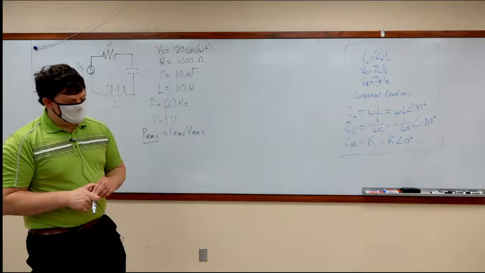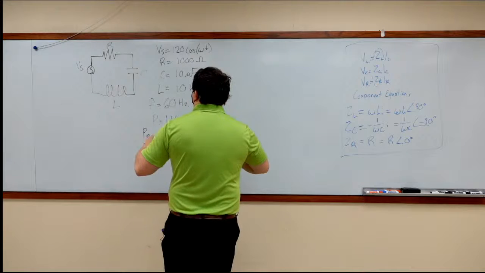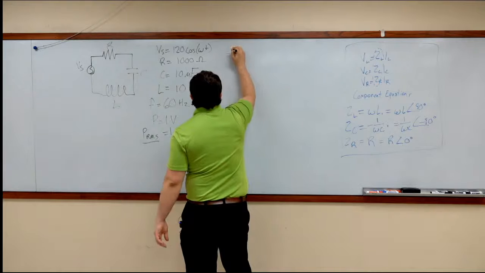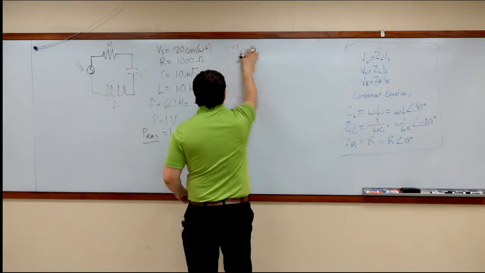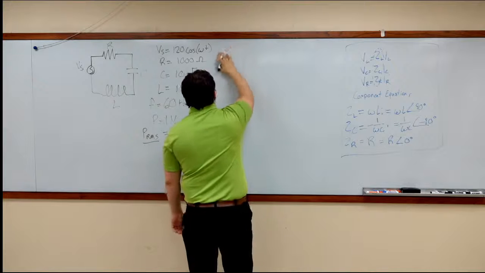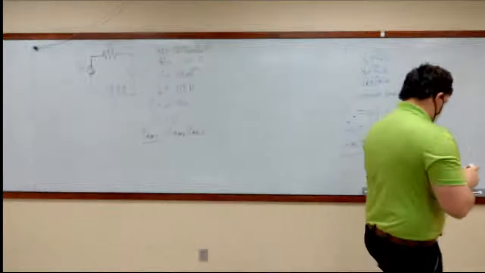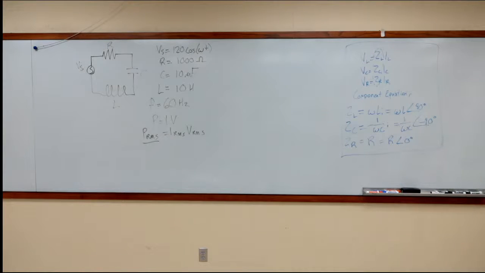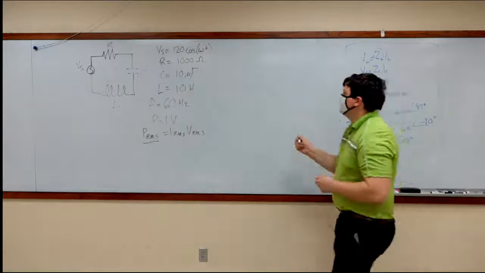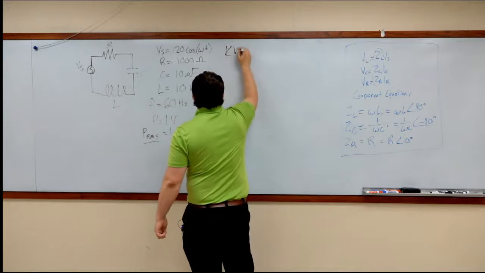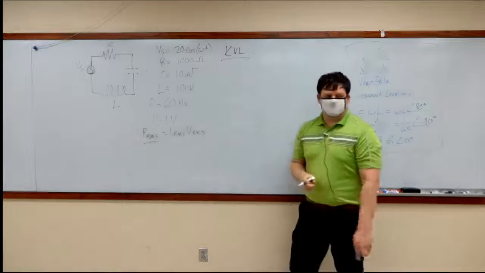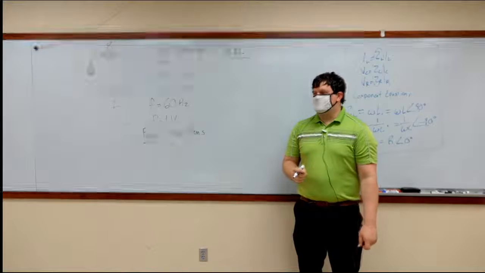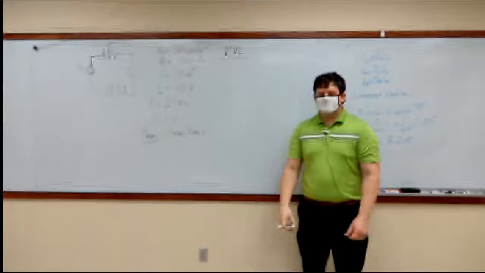So what we have here in this system remains true. KVL, KCL still have to exist. This marker is dying. I'm even close to the trash can. Dang it. Okay. What is KVL for this system? How many loops do we have? So with our 1 loop, what equation do we get?